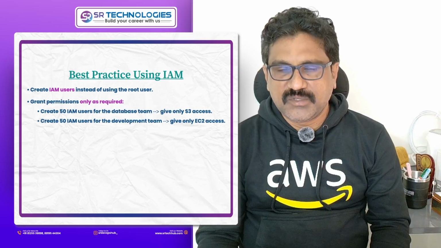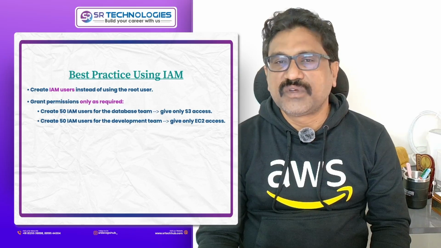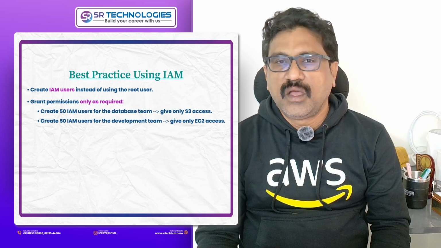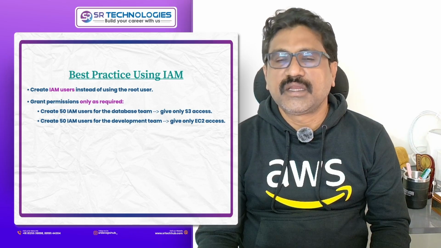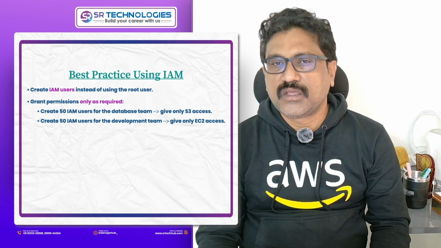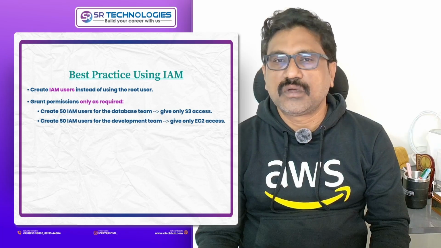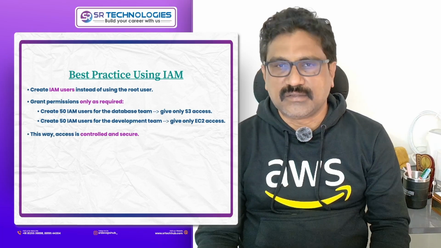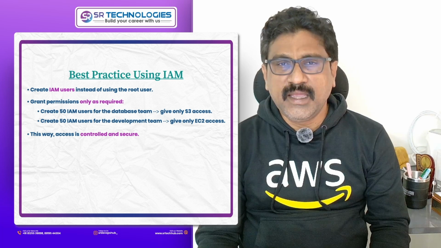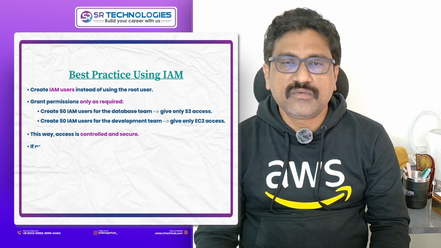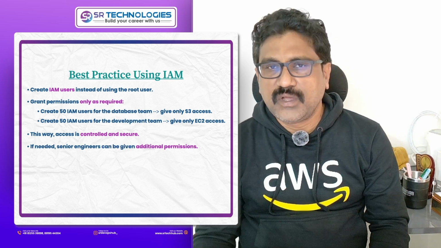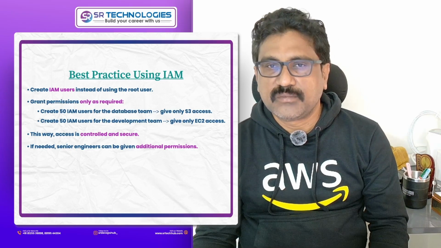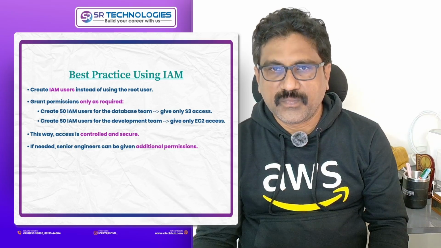For example, the database team has 50 members. You can create 50 users and give only S3 access to them. In the development team, 50 members are there. They need only EC2 access. You can give only EC2 access to the development team. In this way, you can restrict the access. Again, if you need to give any extra access to any of the senior developers or senior database engineers, you can also do that.